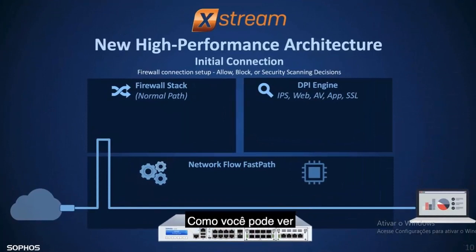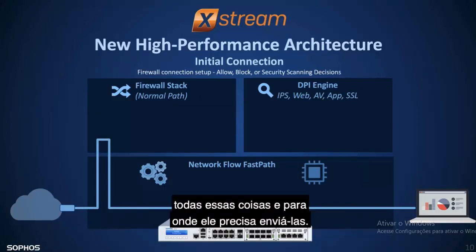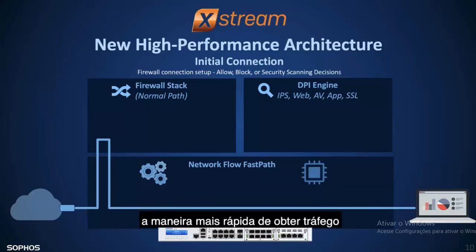And you'll see in front of you here in the top left-hand corner, you have what we call the firewall stack, which is the part of the firewall that works out the connection information, what the traffic is, all of those bits and pieces, and where it needs to send it. You'll also see we have what we call the DPI engine, which is the Deep Packet Inspection Engine. And that's where we do all of our scanning capabilities, IPS, web filtering, antivirus, all of those bits and pieces. And at the bottom, you'll see the network fast path, which is seen as our kind of express route through the system, the fastest way of getting traffic through the XG.